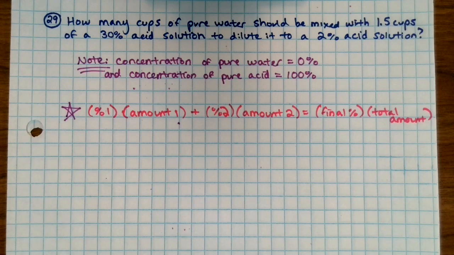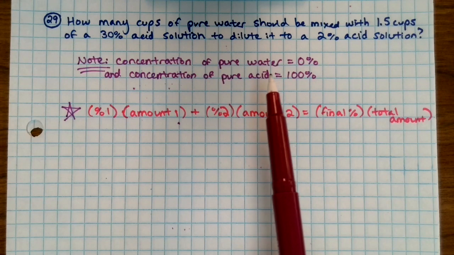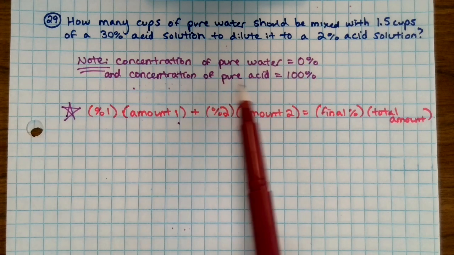So in this case, we have a pure water mixture that we're going to combine with this 1.5 cups of 30% acid solution. And we're trying to dilute this to a 2% acid solution by, again, adding that pure water to this mixture. One thing to keep in mind for these acid or alcohol problems is that pure water is considered 0%, the acidic concentration of that, and the concentration of pure acid would be 100%. So that is going to come up from time to time. So if you have one of these acid questions, pure water, 0% concentration, and then pure acid would then be 100%.